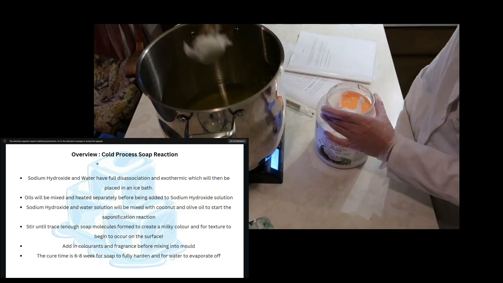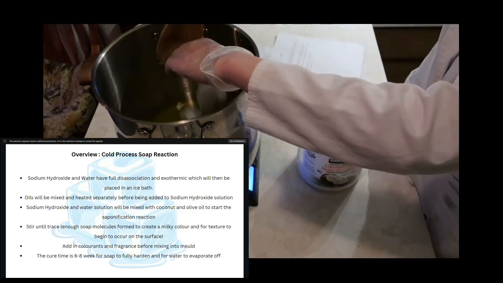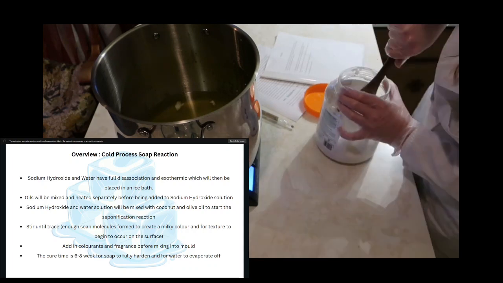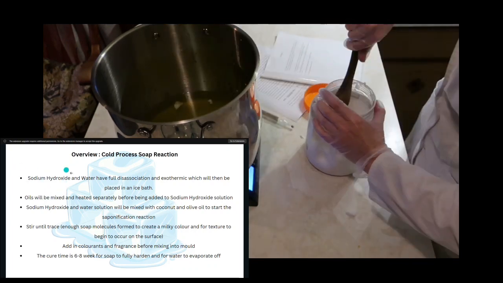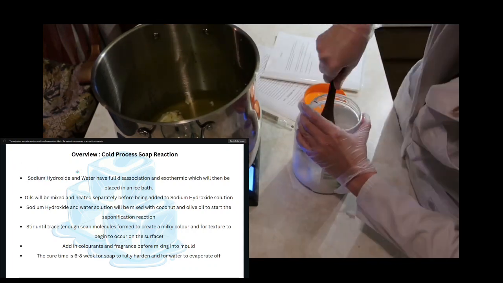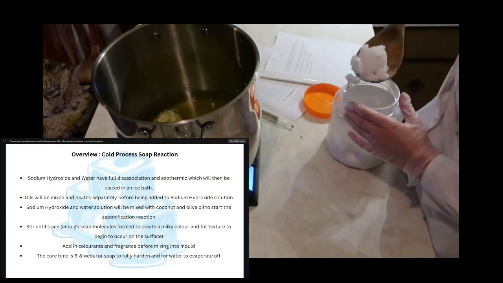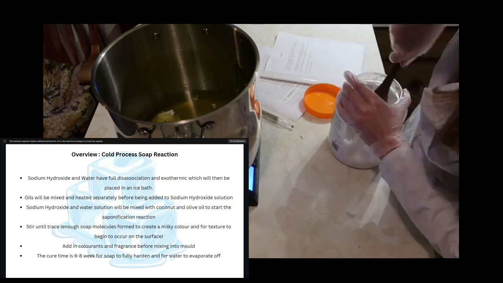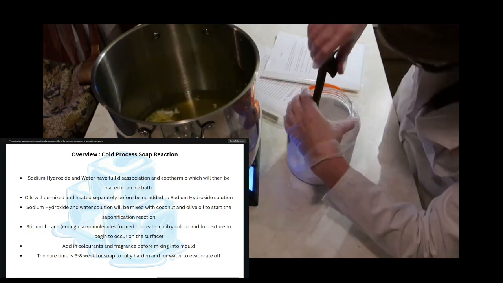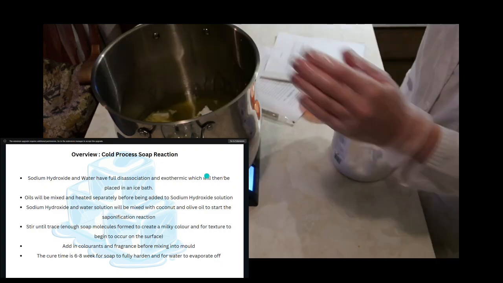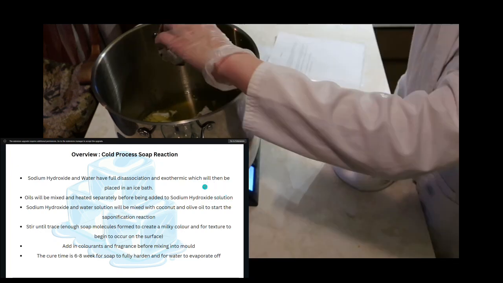Cold process soap reaction. We're going to be mixing sodium hydroxide with water to have a full dissociation, since sodium hydroxide is a strong base. This will result in an exothermic reaction. This solution will then be placed in an ice bath to cool. Oils will be mixed separately and heated before being added to the sodium hydroxide solution, and this will be the start of our saponification reaction.